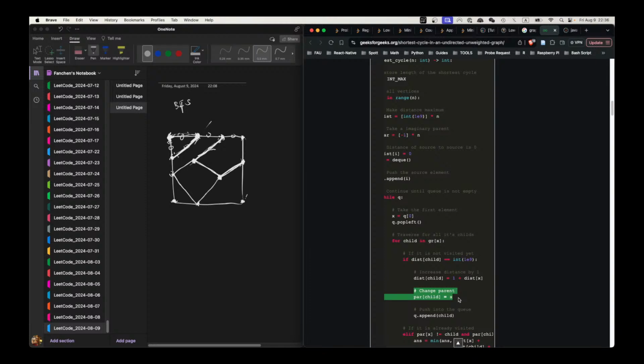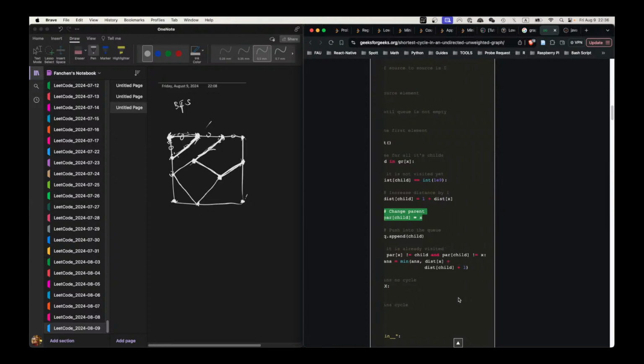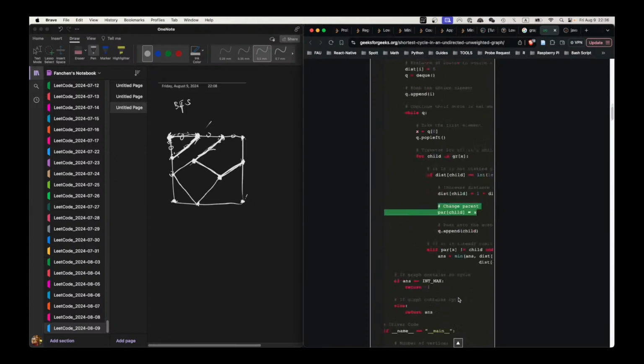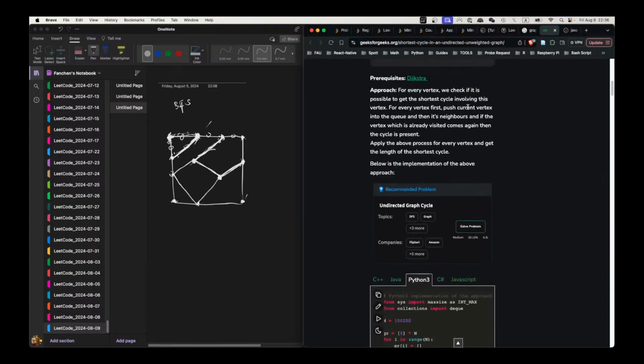Oh. Okay, there are a couple of tricks here. Wait a second. Wait a second. There are a couple of tricks here. We go through all vertices, okay? And then we create a distance matrix. What does this distance matrix do? I didn't say anything about distance matrix.